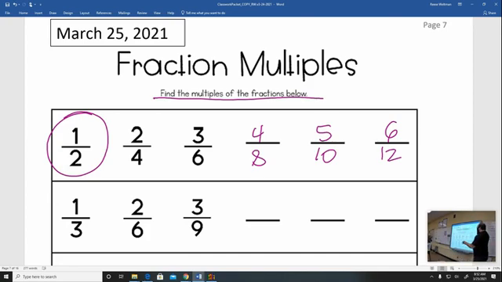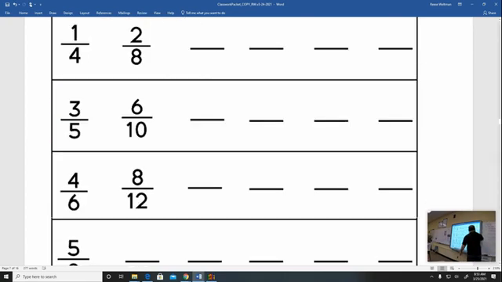Let's see. So we already got the first one. We established that there are two patterns, right? Actually, more than two patterns, right? There's the pattern on the top, where our numerators are going up by 1. There's a pattern on the bottom, where we're skip counting by 2s, right? And because they're halves, it means that every one of the numerators is half of the denominator, right? Thumbs up? You guys get that? Halves are not bad, right? Halves are pretty easy. I think they're probably the easiest ones.